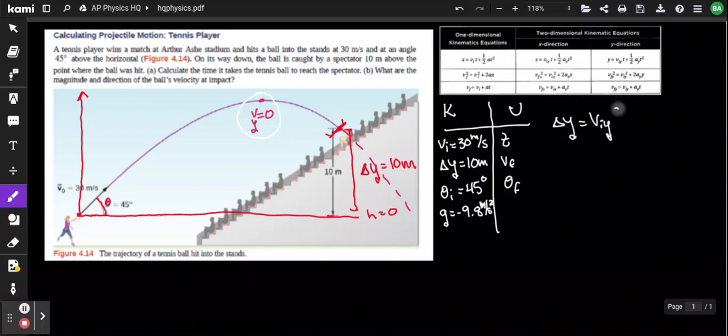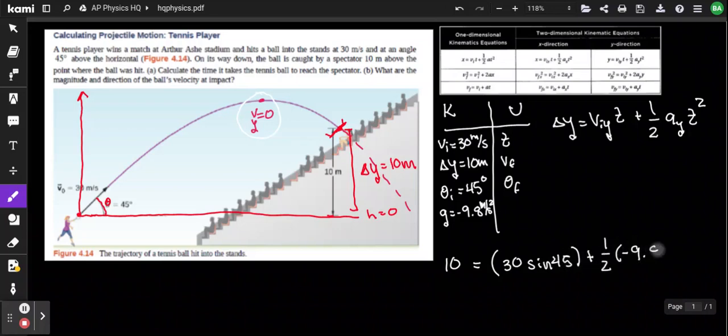Instead, we have to use our given information in the equation in which delta y equals v initial y times t plus 1/2 a in the y component times t squared. So to do this, we can plug in our numbers, which is going to be 10 meters for our delta y equals our v initial, which is 30 times sine 45 times t, plus 1/2 negative 9.8 times t squared. And sorry, I forgot the t here.